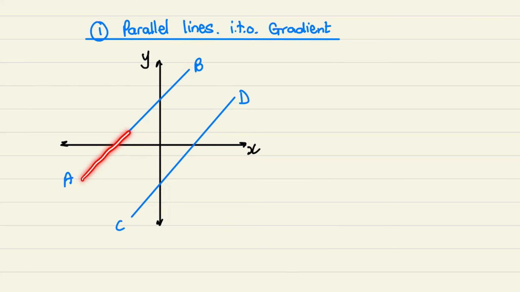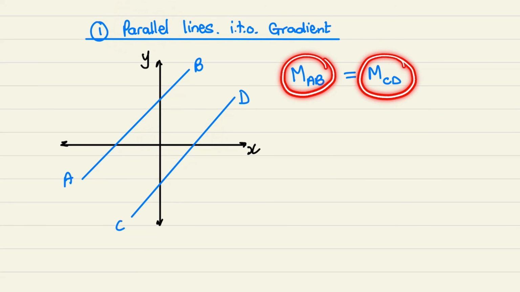When two lines are parallel to each other, they will run next to one another and never cross. So these two lines will never meet and they will never intersect. In terms of gradient, we can see that the angle between the lines and the x-axis would be exactly the same. So their slope would be exactly the same. So for parallel lines, their gradients would be equal to one another.